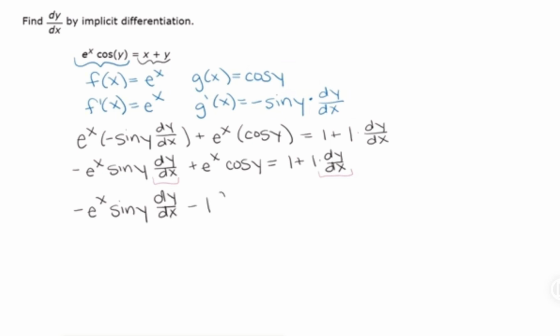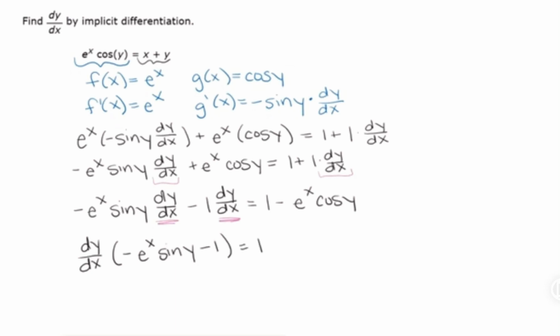So we'll have negative e to the power of x sine y dy/dx minus 1 dy/dx equals 1 minus e to the power of x cosine y. So that way we have dy/dx only on the left side, which makes it a whole lot easier. And since they both have dy/dx on the left, we just factor out dy/dx. So we have dy/dx times negative e to the power of x sine y minus 1 equals 1 minus e to the power of x cosine y.